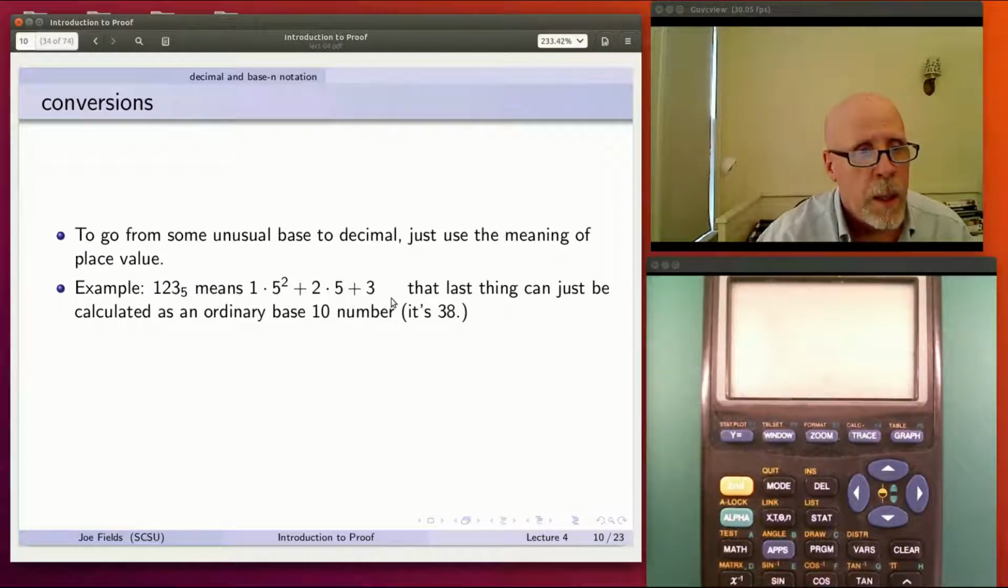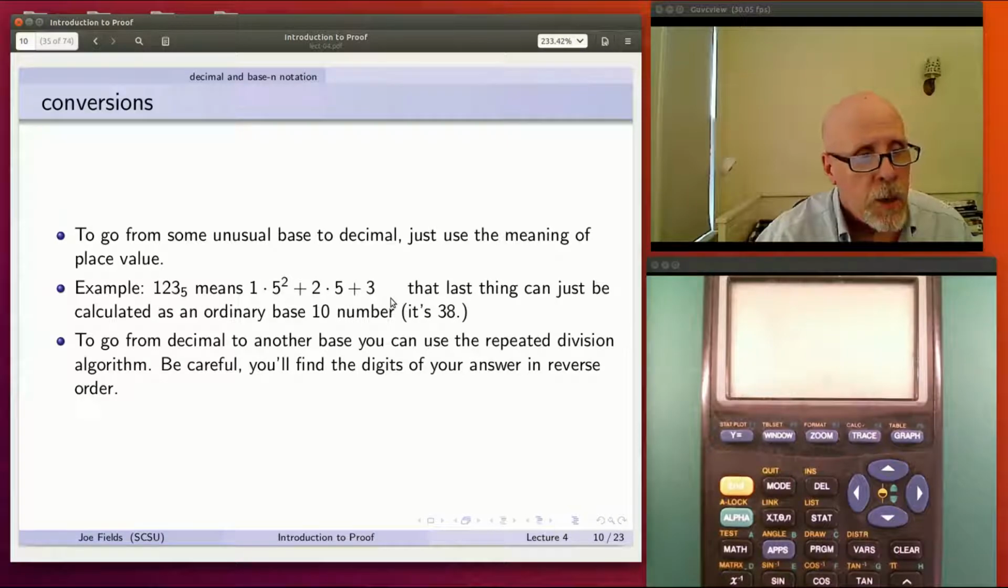To go from decimal to another base, you can use a thing called the repeated division algorithm. We will look at the repeated division algorithm in the homework problems and in the worksheet for this lecture. But the big thing to watch out for, you do what it kind of sounds like. You keep repeatedly dividing by the base. And you get digits. The digits are actually the remainders that pop up as you divide things by the base. The problem is the digits come up in reverse. That's the most common mistake, is people forget that they're getting the digits in backwards order. So watch for that. Okay.